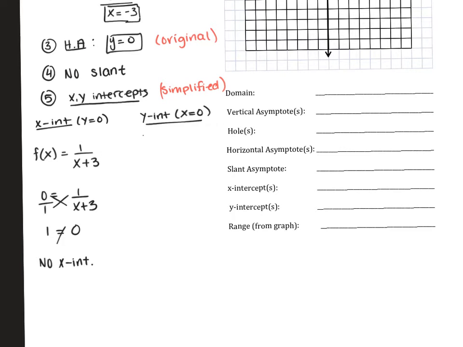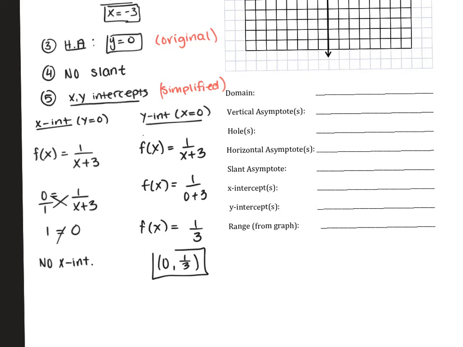Okay, let's use that same equation to find our y-intercept. For the y-intercept, we're going to set x equal to 0 and solve. So 1 over 0 plus 3 is 1 over 3. So 1/3 is my y value. Now remember, x and y intercepts are expressed as points. So the x value is 0 and the y value is 1/3. And that is my y-intercept.